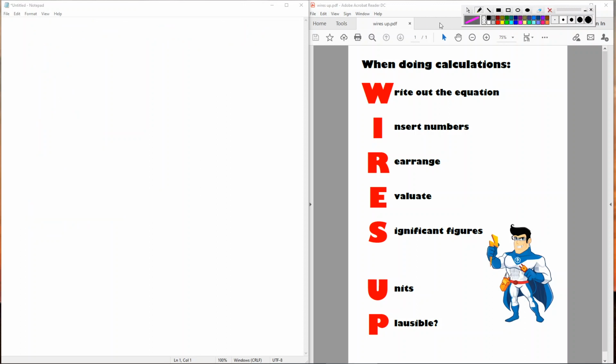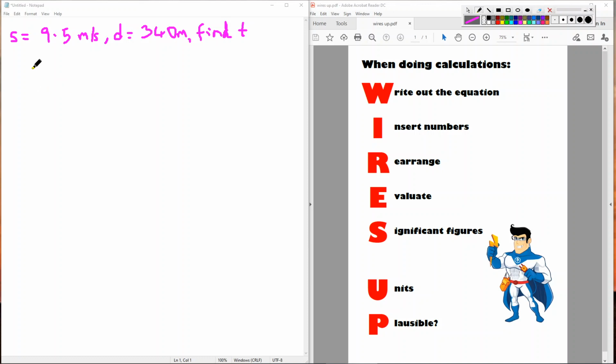Okay, final example then. Let's consider something which is traveling at a speed of 9.5 meters per second, and it travels for a distance of 340 meters. And what we're trying to do is find the time it took to do that. Find T is the question.